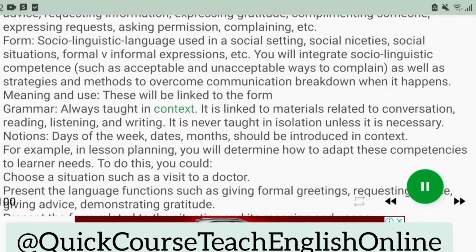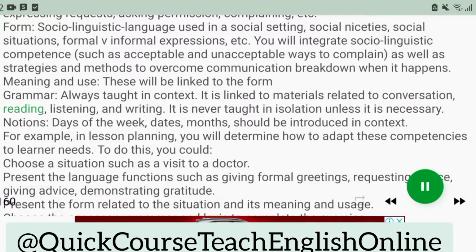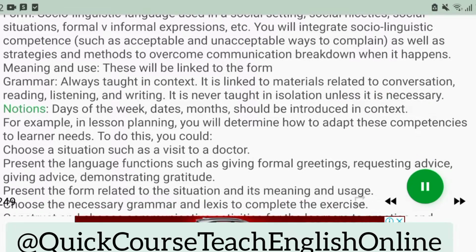Grammar. Always taught in context. It is linked to materials related to conversation, reading, listening, and writing. It is never taught in isolation unless it is necessary. Notions. Days of the week, dates, months, should be introduced in context.